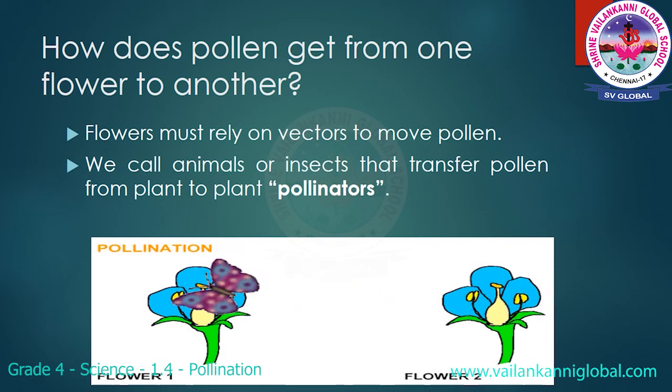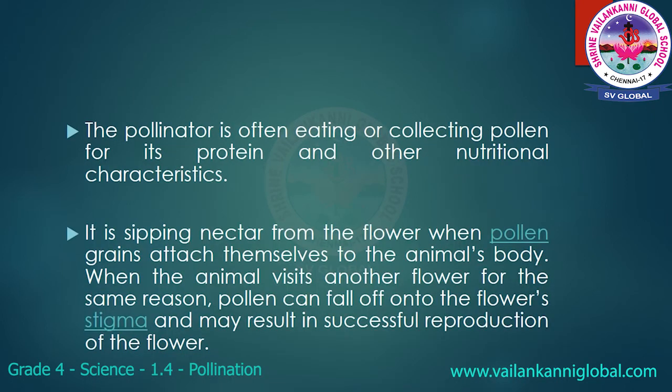Pollination is usually the unintended consequence of an animal's activity on the flower. The pollinator is often eating or collecting pollen for its protein and other nutritional characteristics, or it is sipping nectar from the flower when pollen grains attach themselves to the animal's body. When the animal visits another flower for the same reason, pollen can fall onto the flower stigma and may result in successful reproduction of the flower.